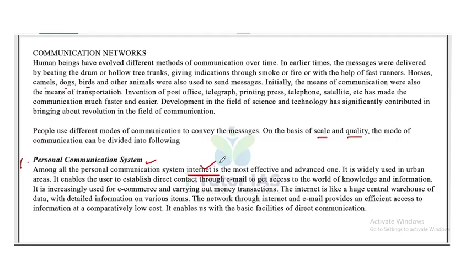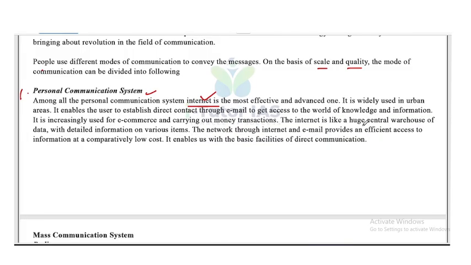We know about the internet system. The internet is the most effective and advanced one. It is widely used in the urban areas. Internet is mainly used in the urban areas, but nowadays it is also used in the rural areas.